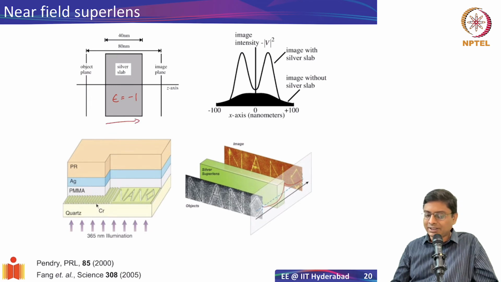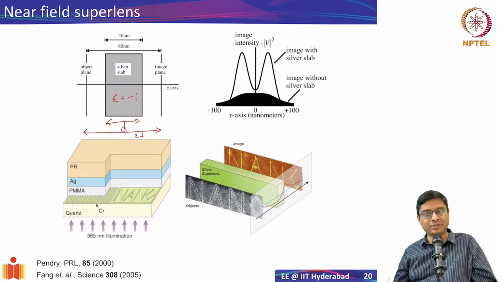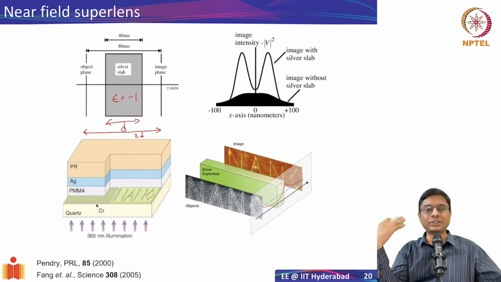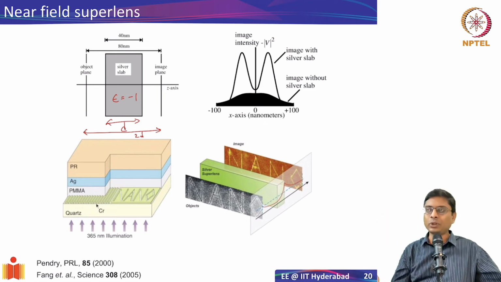This is again my d, the thickness of the slab, and this is going to be my 2d, the distance between the object and the image planes. Even this slab can actually help me image very well, but it only works in the near field. What do we mean by near field? Well, if I'm using lambda equal to 365 nanometers, the near field is tens of nanometers. Beyond a distance of lambda away from the object is known as far field. But in this case we want to be in the near field.